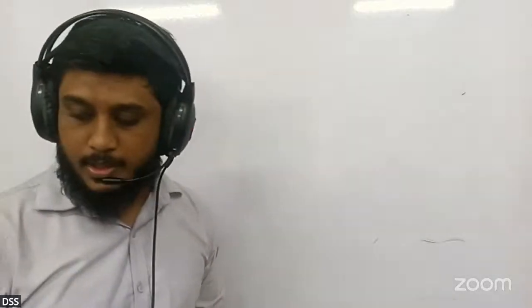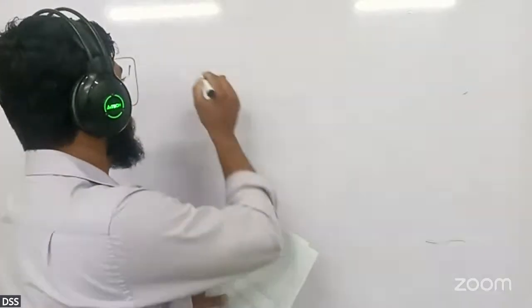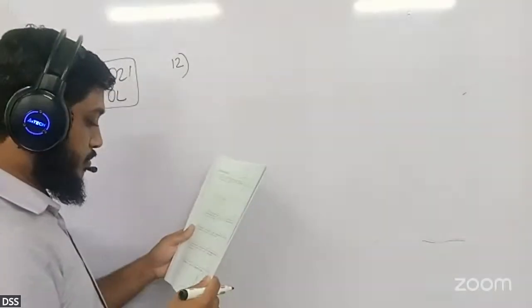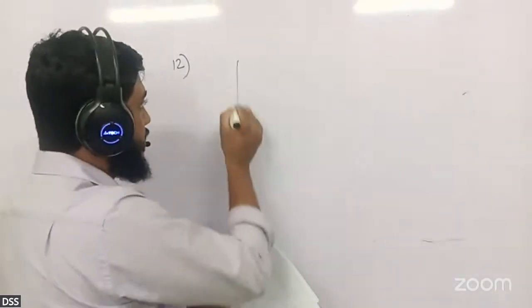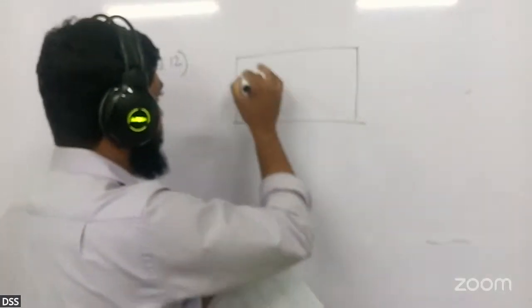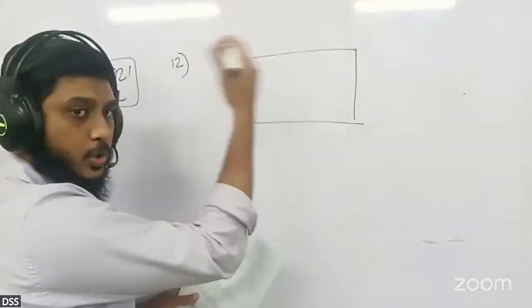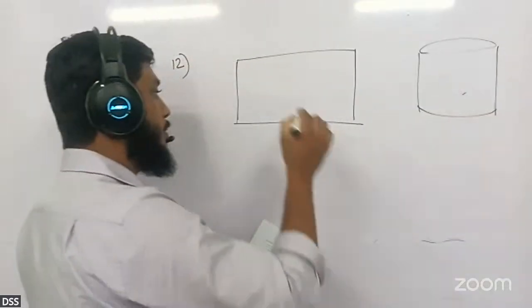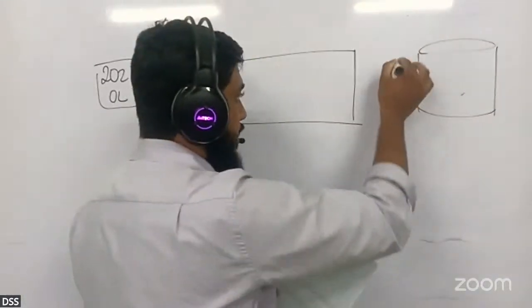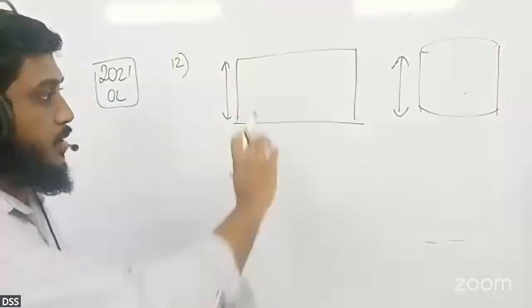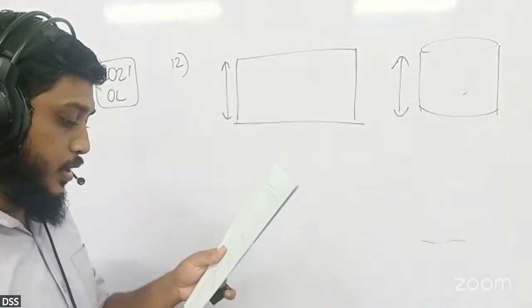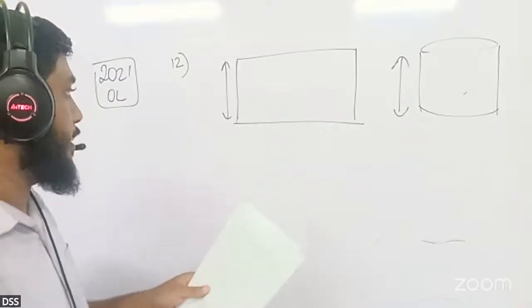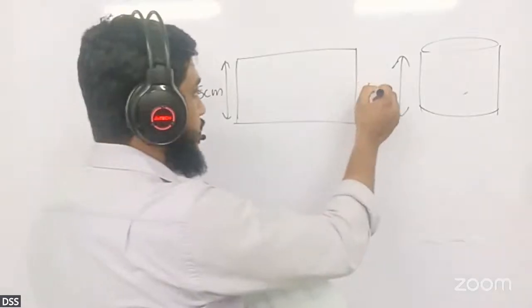Now see question number 12. Now, how do you make a cylinder? You take a rectangular sheet. When you take a rectangular sheet and fold it like this, you can make a cylinder. So whatever the height of the rectangle is, that is the height of the cylinder. So what is the height of the rectangle? The height of the rectangle is 5 centimeter. So this one is 5 centimeter, children.